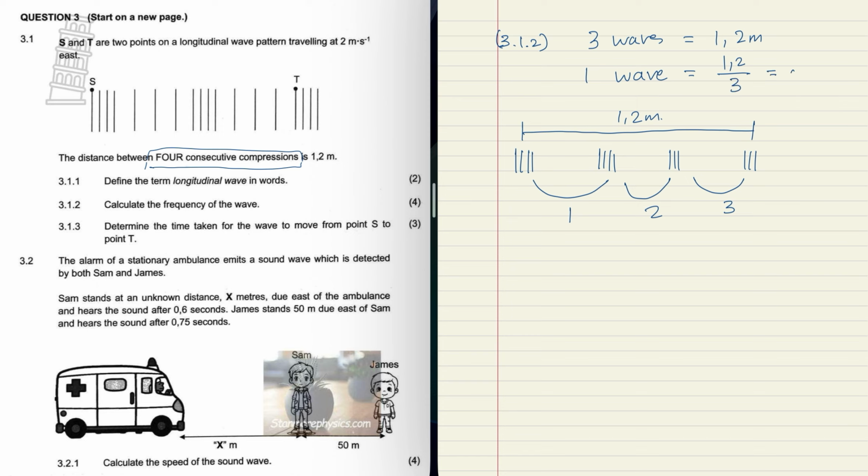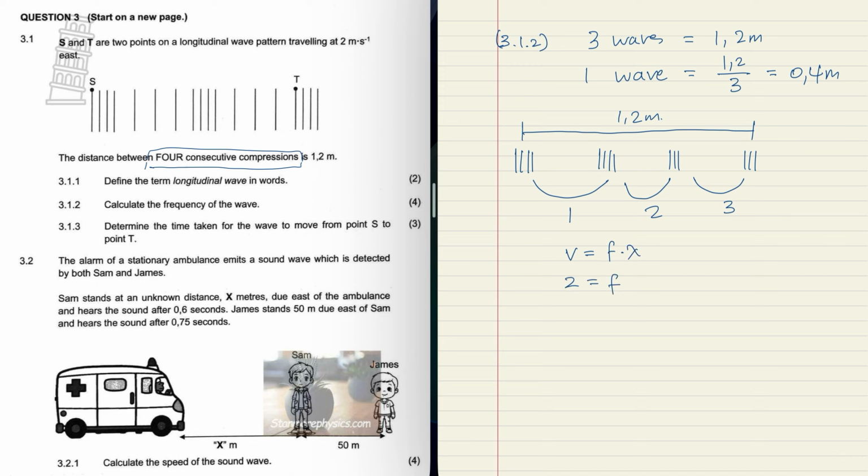Now that we know the wavelength, we can calculate the frequency. We can say that speed is equal to f times lambda. It's moving at 2 meters per second, so 2 is equal to f times 0.4. That means f is equal to 5 hertz.